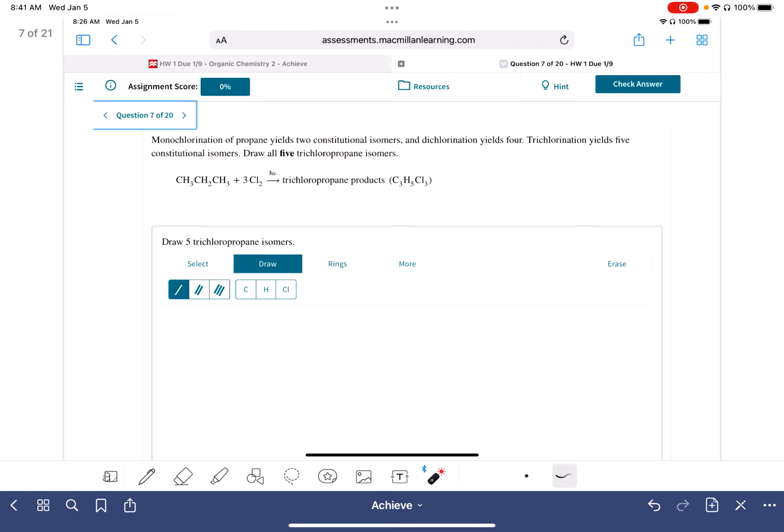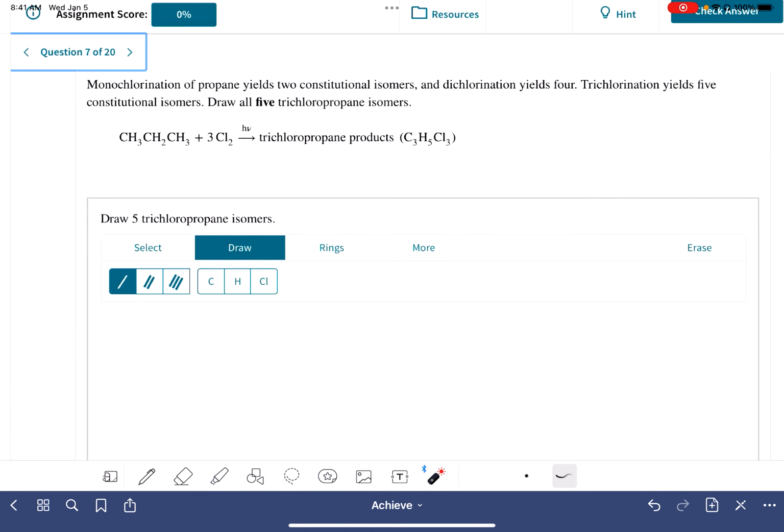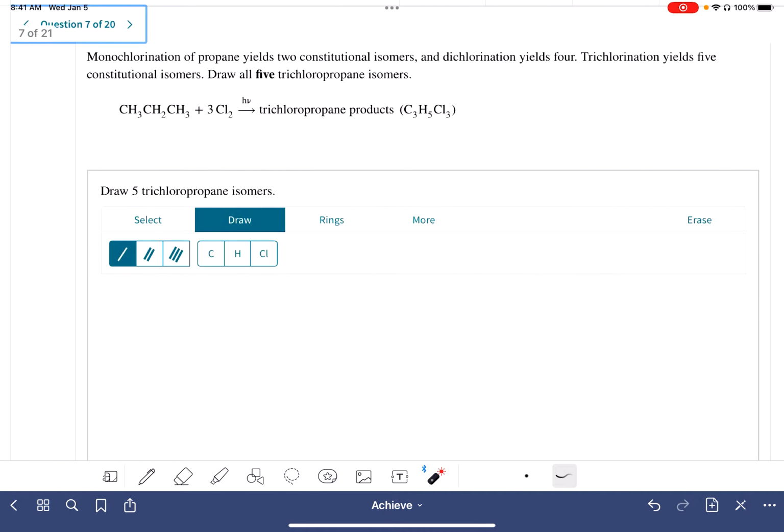For question number 7, this is telling you that you have propane and you're reacting it with chlorine in a radical reaction. And it says that if you trichlorinate, so that means you would be adding 3 chlorines to the propane molecule to give you something that has a formula that looks like this, C3H5Cl3. There are going to be 5 different isomers that have the molecular formula C3H5Cl3, and you've got to come up with all 5 of those.